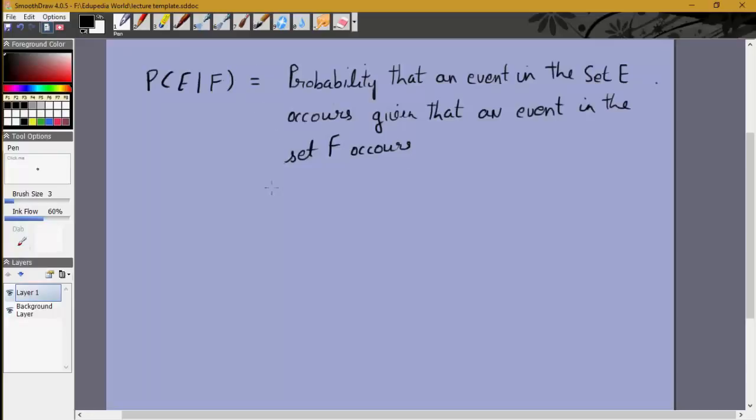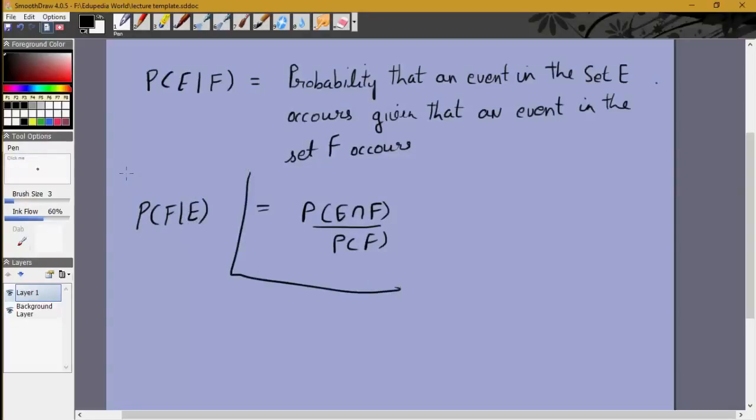So F is the condition, and the formula we studied in a previous video is P of E intersection F by P of F. Now Bayes' theorem is essentially a way to try to get the reverse condition, meaning if we know P(E|F), how do we try to get P(F|E)? This is the problem which ultimately led to Bayes' theorem, because people were trying to calculate P(F|E) from P(E|F).